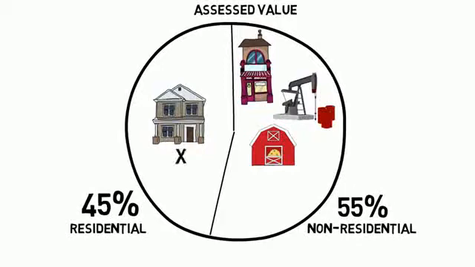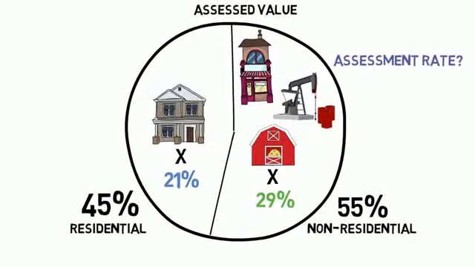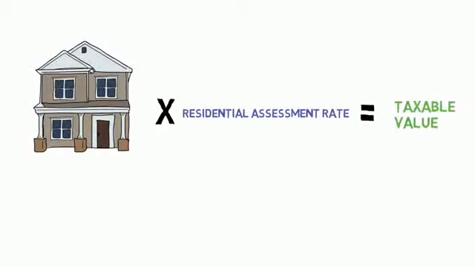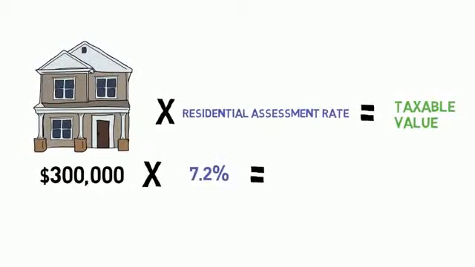Gallagher also dictated the assessment rate for all property. What's the assessment rate? It's the percentage of a property's value that is subject to taxation. You don't pay taxes on the entire value of your home, only a portion of it. For example, if you have a $300,000 home and the assessment rate is 7.2%, you only pay property taxes on $21,600 of the home's value.